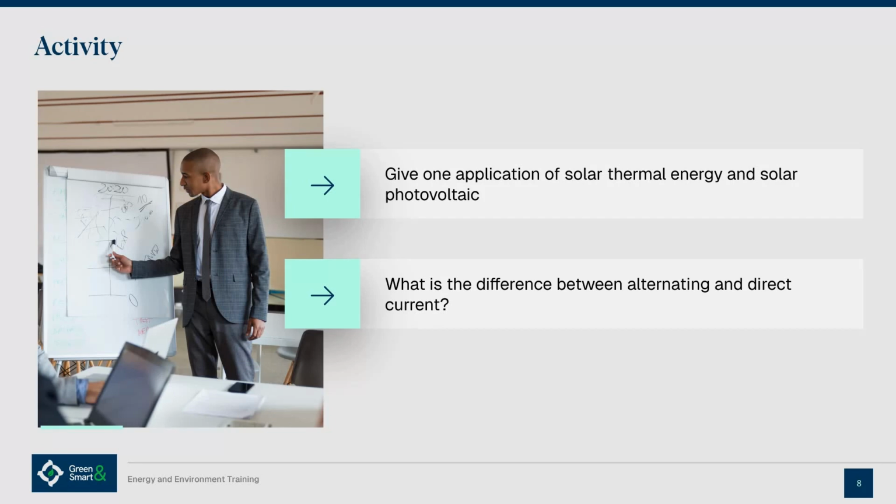Next, here's another question for you. What is the difference between alternating current and direct current? Take a moment to reflect on that. Direct current flows in one steady direction, while alternating current switches back and forth. This difference is very important in solar installations, as we'll see when we get to inverters.